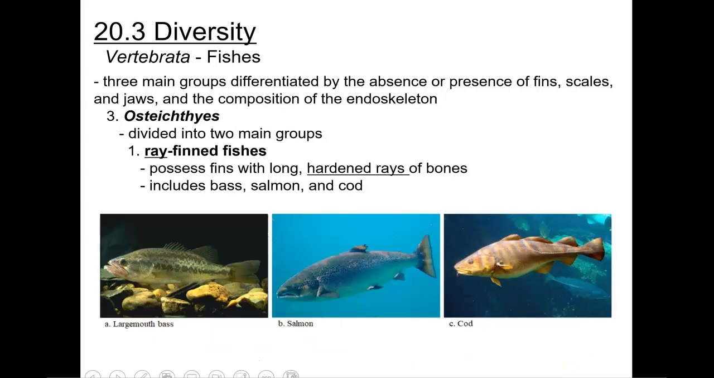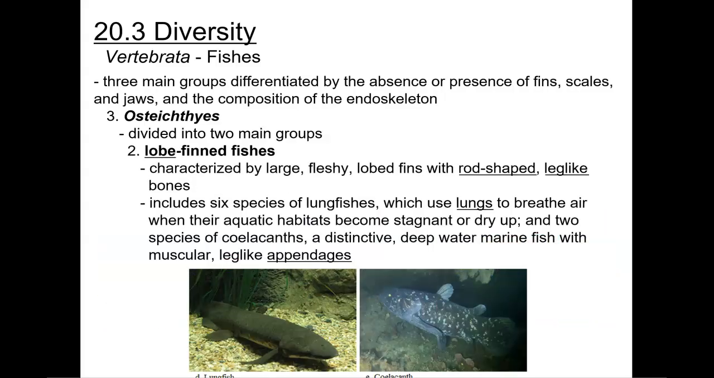These are divided into two main groups. We have what's called the ray-finned fishes. They possess fins with long, hardened rays of bones. These include things like bass, salmon, and cod. The second group is the lobe-finned fishes. They're characterized by large, fleshy, lobed fins with rod-shaped, leg-like bones. It includes 6 species of lungfishes, which use lungs to breathe air when the aquatic habitats become stagnant or if they dry up, and 2 species of coelacanths. These are a distinctive deep-water marine fish with a muscular leg-like appendage.